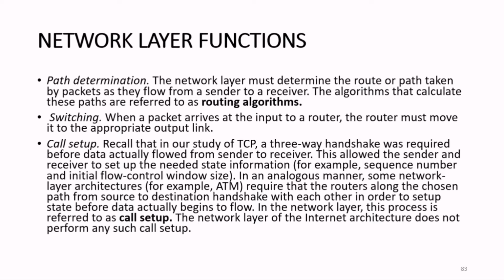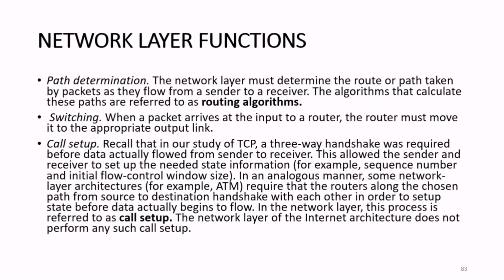When a packet arrives at the input to a router, the router must move it to the appropriate output link. A router usually has two or three outputs, so the router needs to know which output link the arriving packet should be sent to.